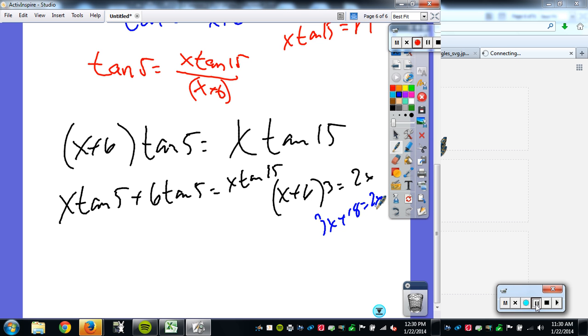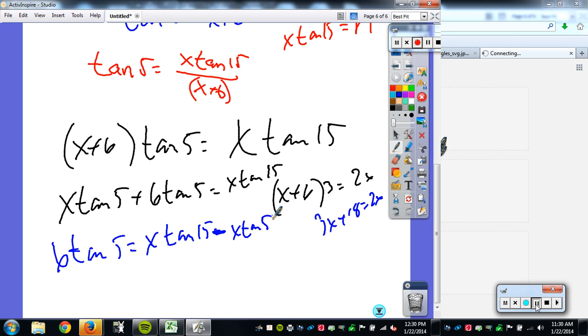You'd get the x's all on the same side, wouldn't you? Right? So I'm going to get the x's on the same side as well with the other guy. Because isn't this the same thing? A number times x plus this is just like a big number. This is like the 18. 6 times the number is just a number equals x times the number, which is like 2x, right? Is everybody with me there? Okay. So I'm going to subtract, so I get 6 tangent of 5 equals x tangent of 15 minus x tangent of 5.